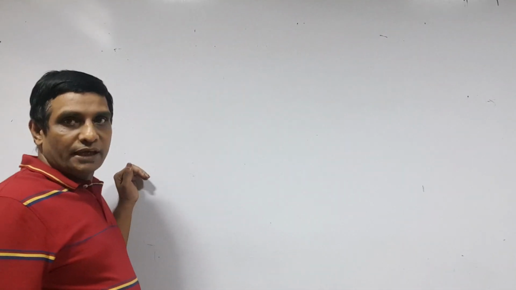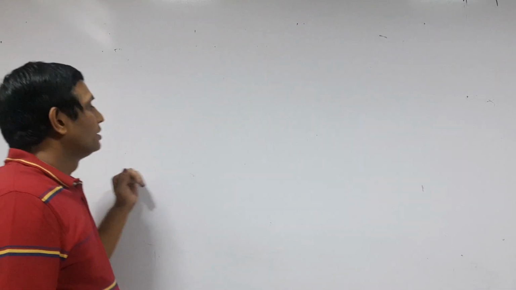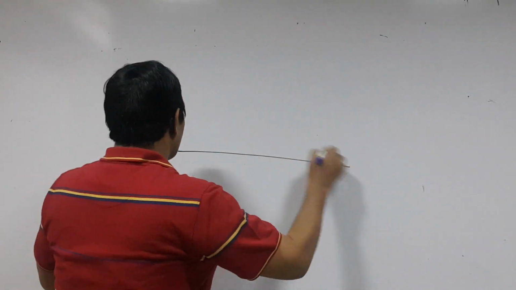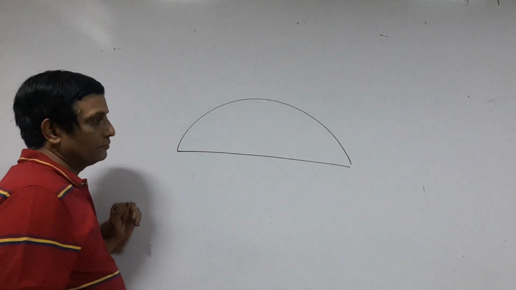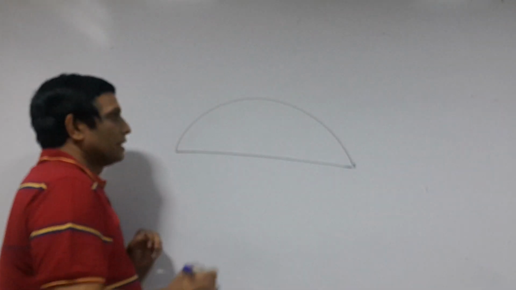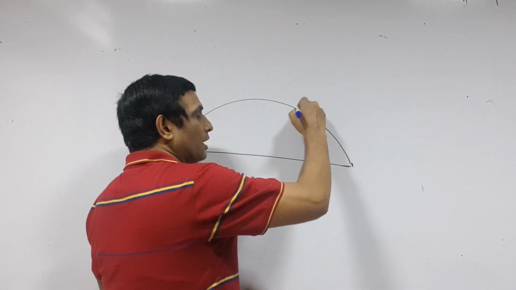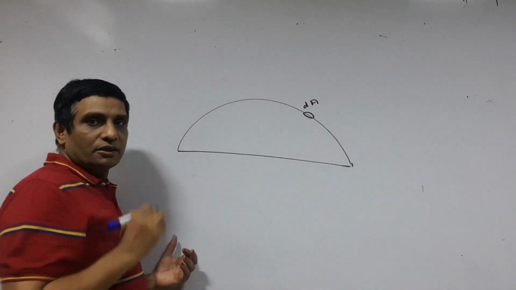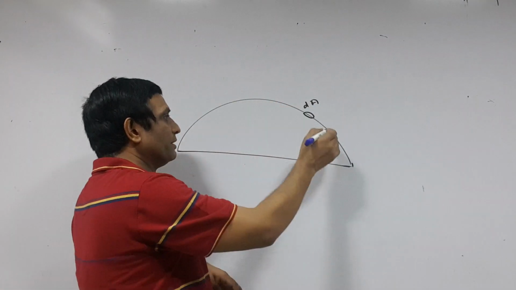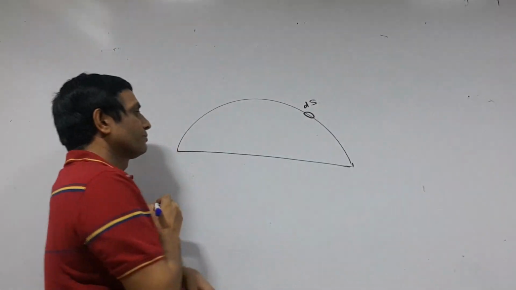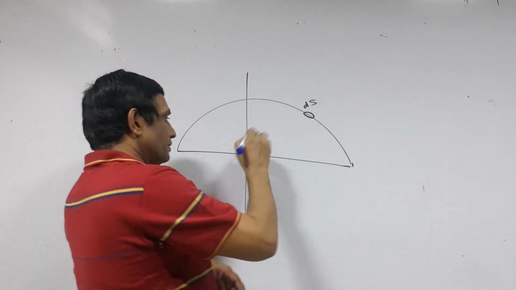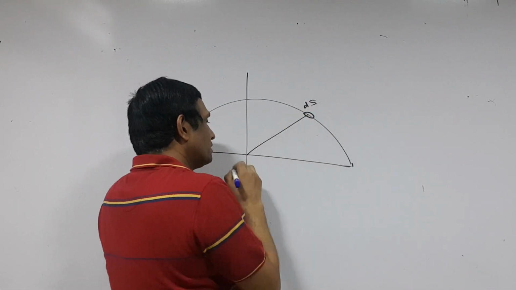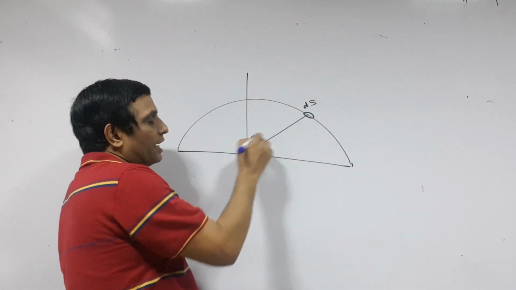So, I want to give the idea of affected area. Suppose that this is your hemisphere, and you consider a small area dA on the surface of this hemisphere, or ds. Suppose that this is ds. Then suppose this angle is theta.